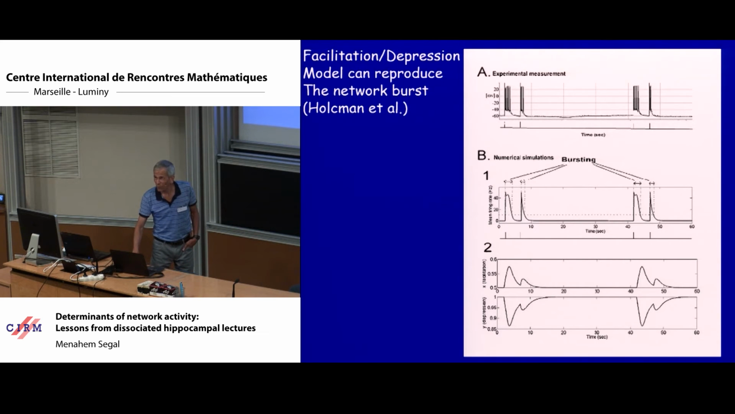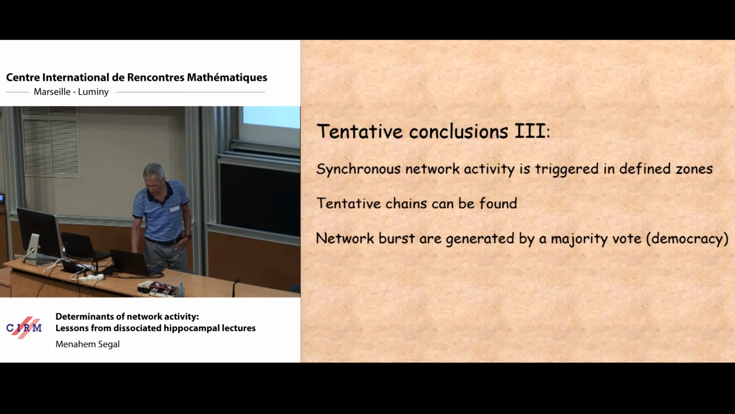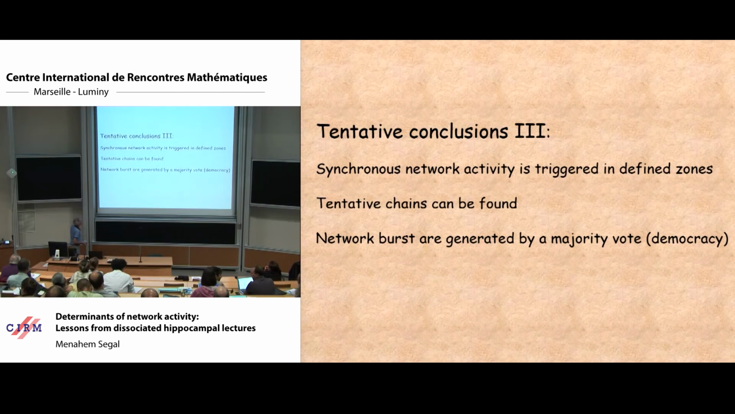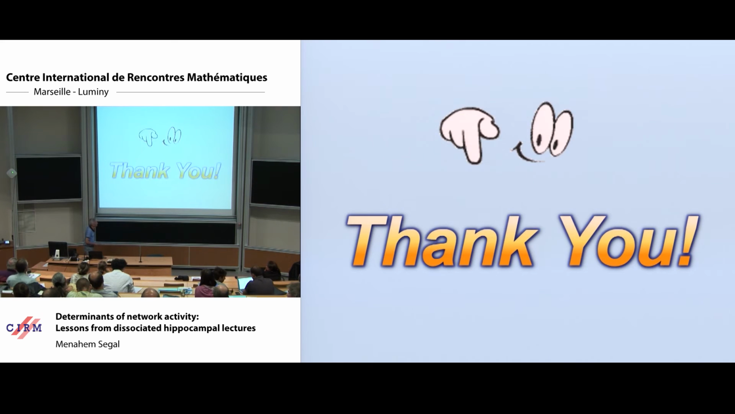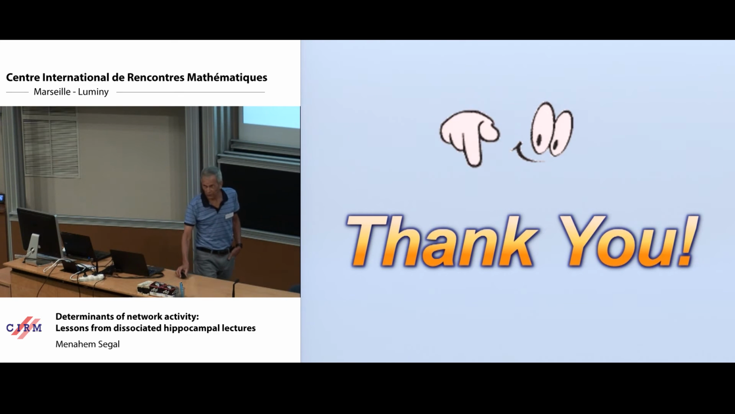I still have 5 more minutes, but I give time for the general discussion. So the conclusion is that synchronized network activity is triggered in a defined zone. We've seen it in the long line. The tentative chains can be found, and network bursts are generated by a majority. So there is no need for a leader neuron. Maybe there are leader neurons, but you do not really need them to generate network bursts in a small network. And that summarizes my presentation. Thank you.